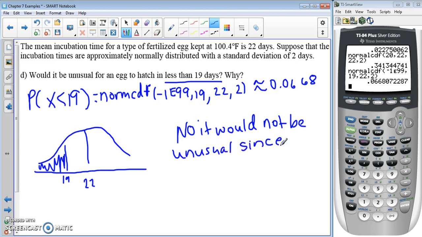So no, it would not be unusual, since the probability that X is less than 19 is greater than 0.05. Remember, for that to be unusual, we want a probability of less than 5%.